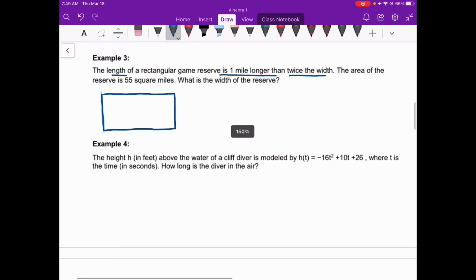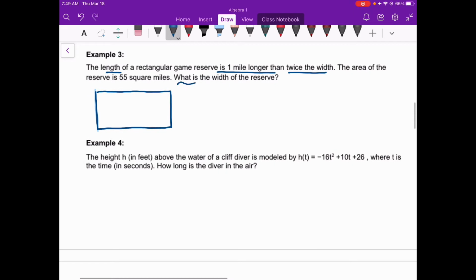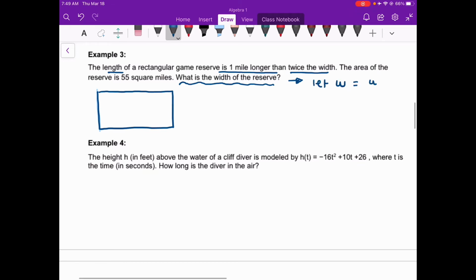So what are they not giving us information about, and what are they asking us for? That's what we need to define a variable for. So let's let W equal width. The one they give us more information for is the length. So we can use what they tell us about the length to write a statement. 1 mile longer than twice width, or twice width plus 1 mile equals length.